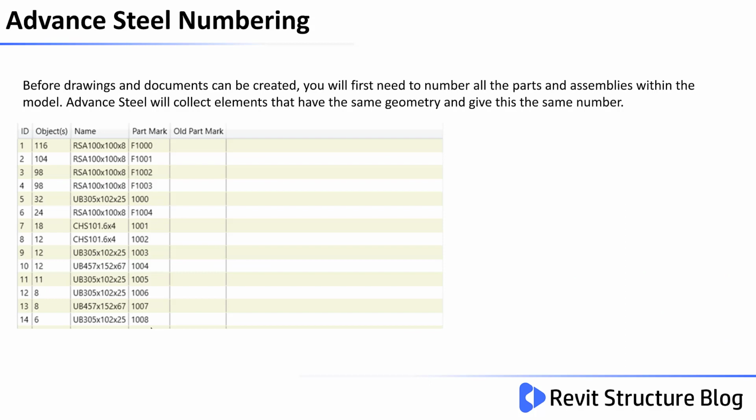Before drawings and documents can be created, you will first need to number all the parts and assemblies within the model. Advanced Steel will then collect elements that have the same geometry and give them the same number.